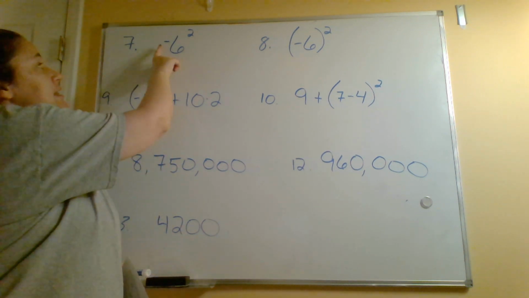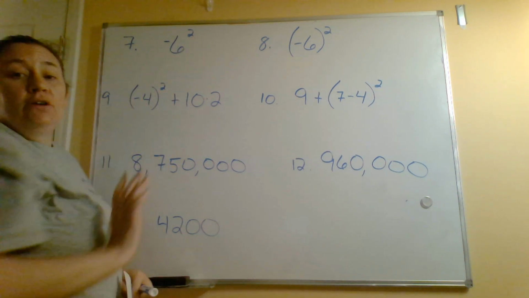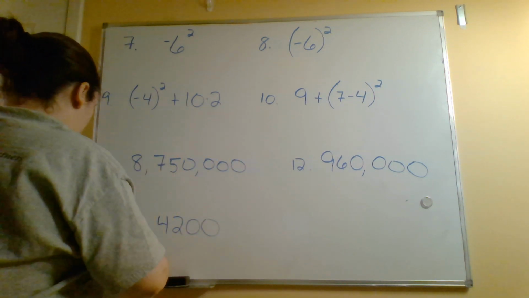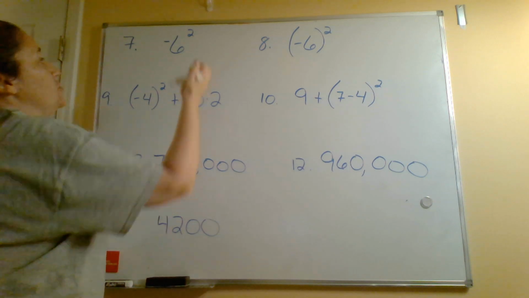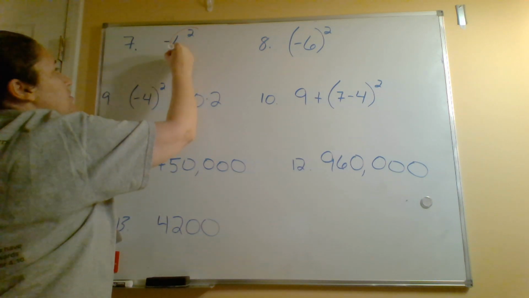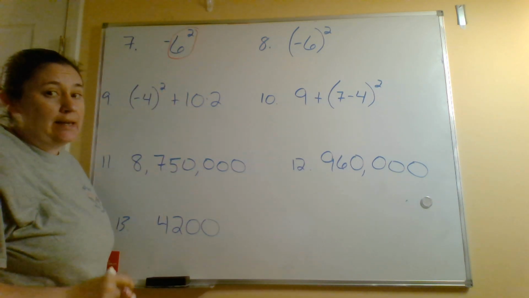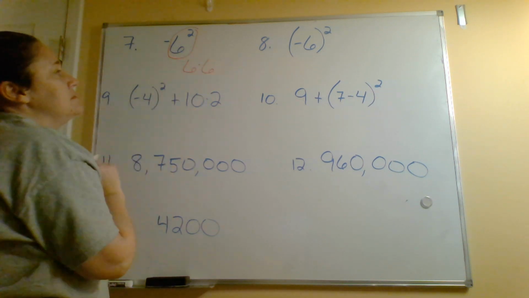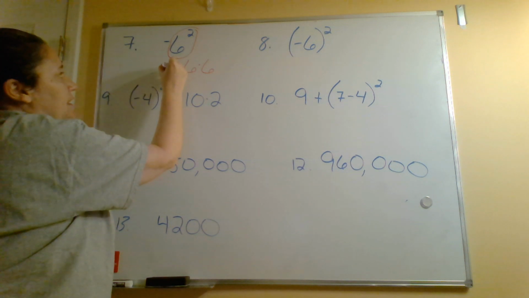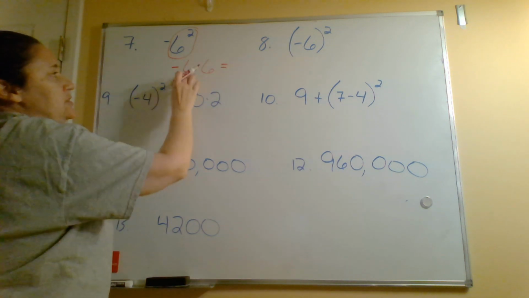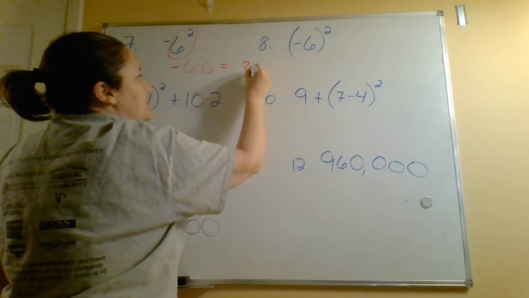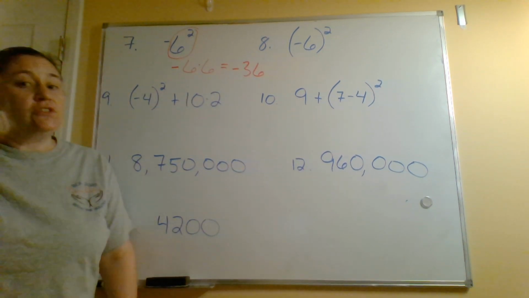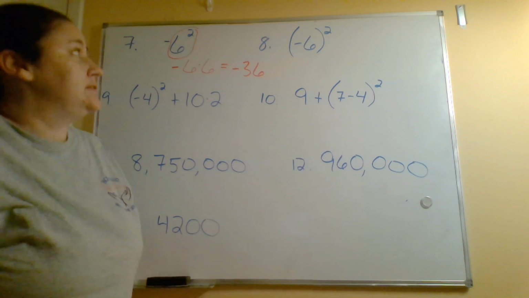When you have -6 squared and there are no parentheses, that means that this squared belongs to only what is directly in front of it. That squared belongs to the 6. So you write down 6 2 times, and then you put a negative sign in front of it. So the answer to this one, 6 times 6 is 36, and it has a negative sign in front of it. The answer to number 7 is negative 36.